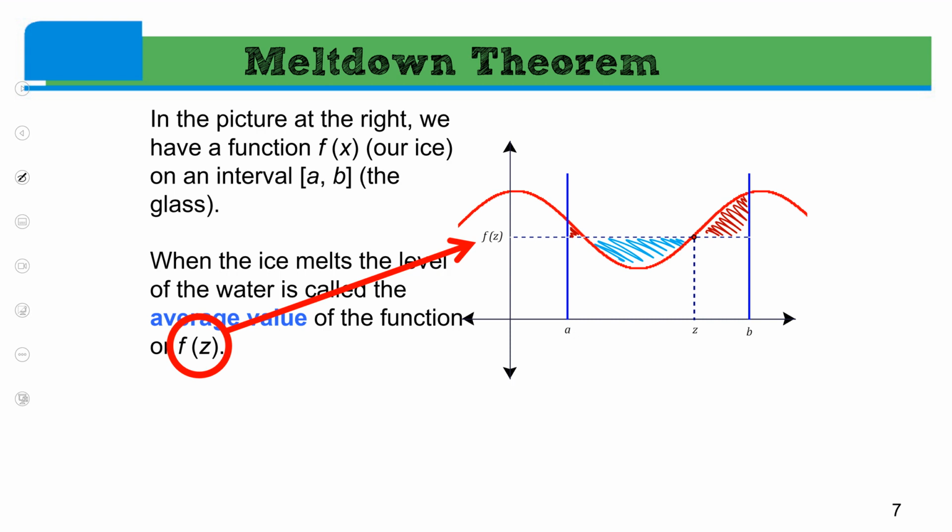Okay. So again, the a and b are the sides of the glass, the function is the scraggly ice. When it melts down, the level of the water is called the average value. Two different ways to use that. Sometimes you'll see it referred to as f of z, where z is the value, which I'll come back to in a second. Sometimes it'll be f of avg, f average. We'll use those two terms interchangeably.